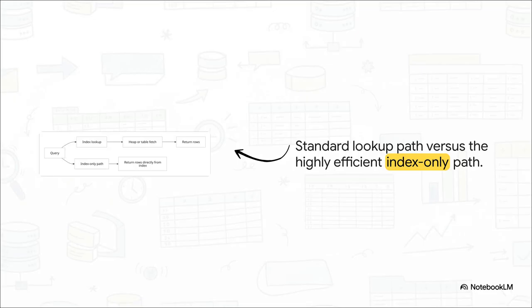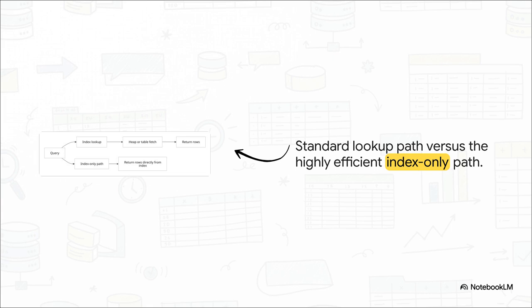All right, part 3, highly targeted optimizations, or how to really shape your indexes. This is where we shift from basic access methods to definition patterns. These are highly targeted ways to shape how an index interacts with a specific query, and it's where things get really fun. The magic here is the difference between a standard lookup path and a highly efficient index-only path.